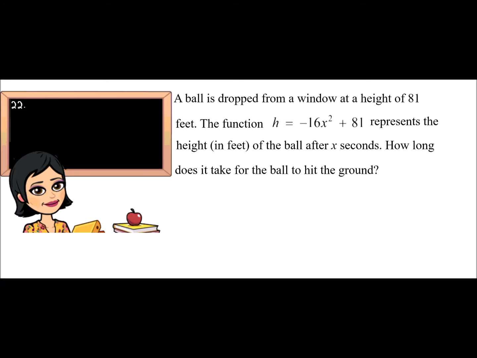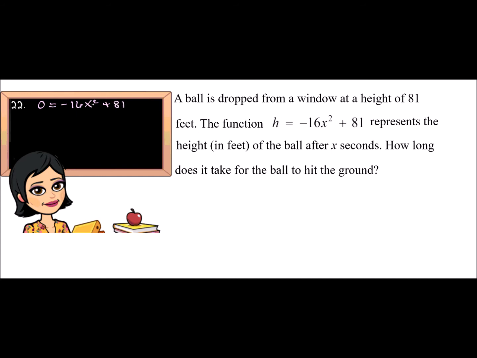Question 22 states that a ball is dropped from a window at a height of 81 feet. Here's your function, and it represents the height in feet of the ball after x seconds. How long does it take for the ball to hit the ground? First, you must understand that the height of the ground is 0, so this h will turn into a 0. And then we can go ahead and write down our equation.